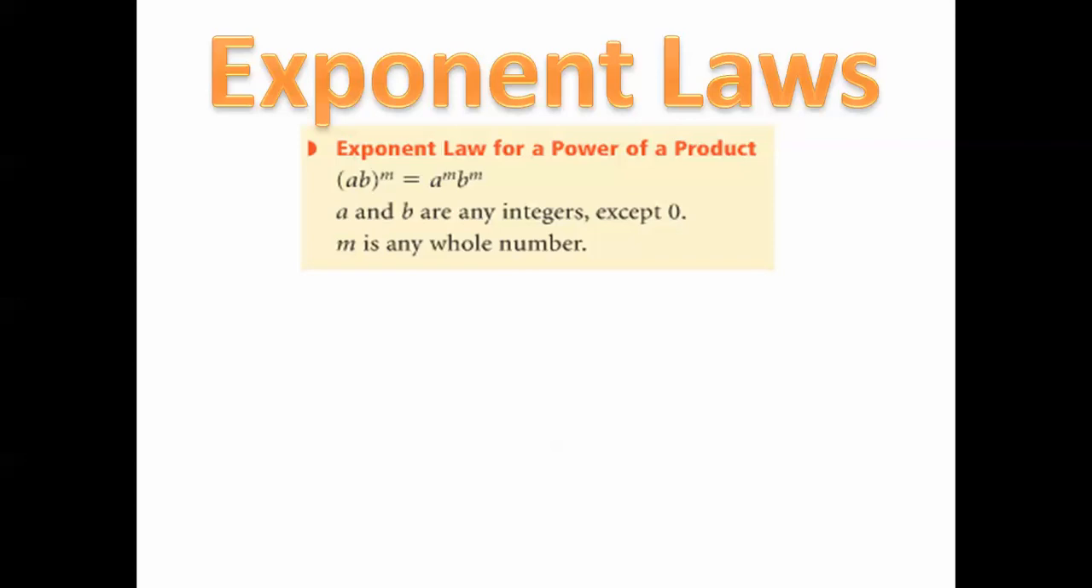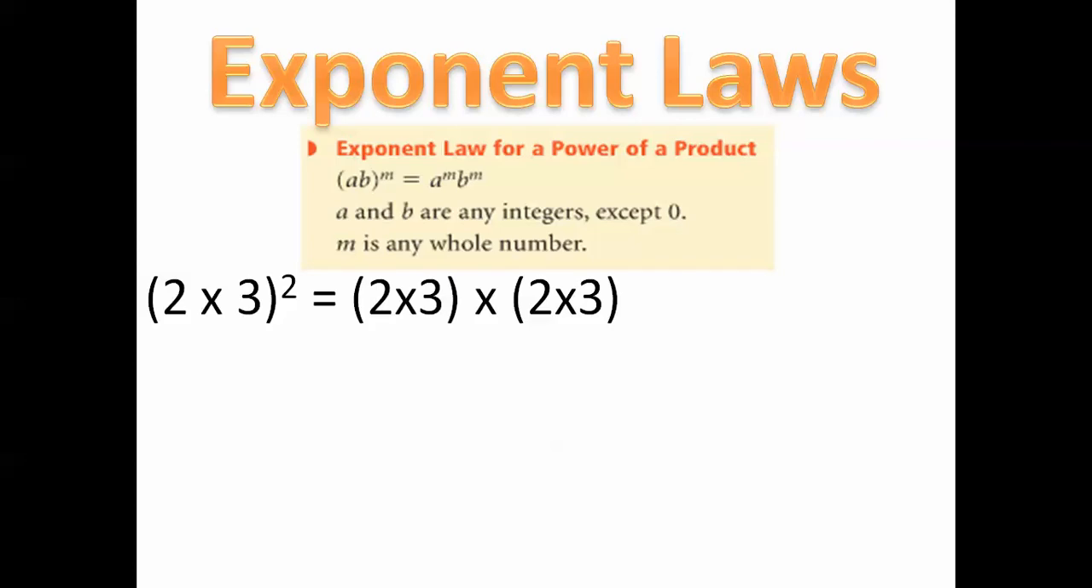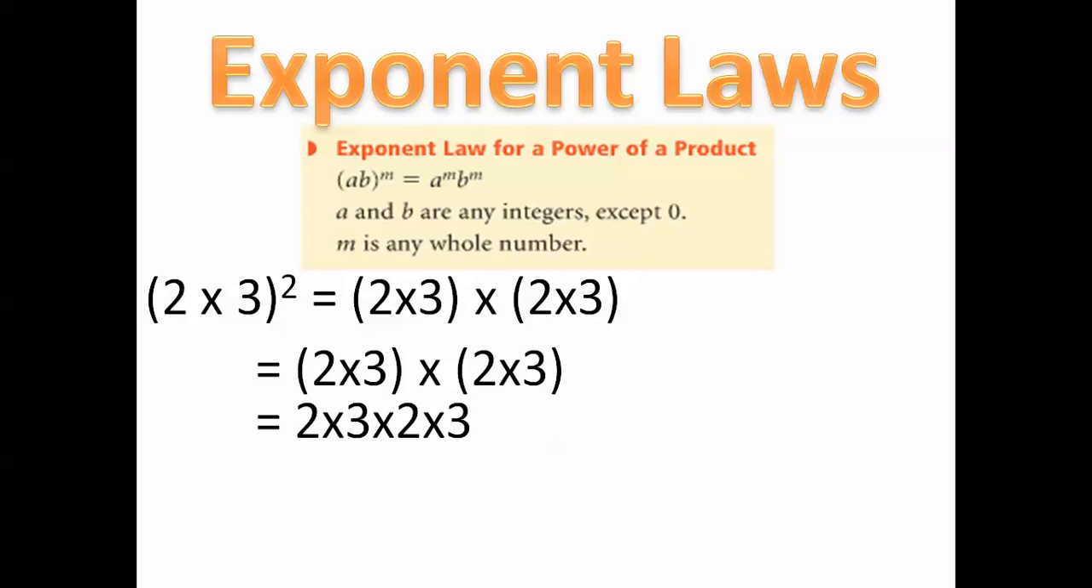So, as it shows here under the title, a times b to the power of m is equal to a to the power of m times b to the power of m. So, let's put that into an example. 2 times 3 to the power of 2 is equal to 2 times 3 multiplied by 2 times 3. But we know that because this is repeat multiplication, we do not need the brackets. So we can have 2 times 3 times 2 times 3.